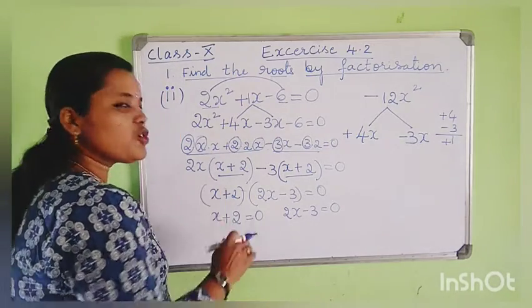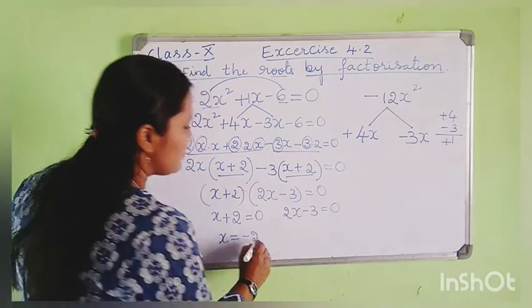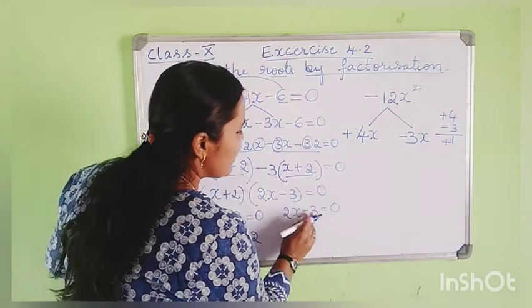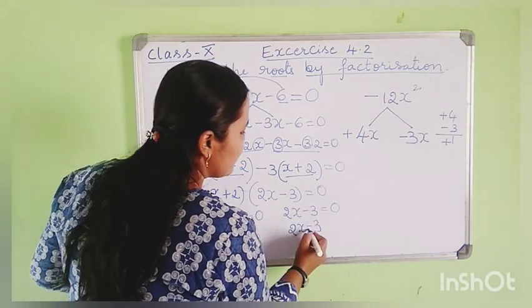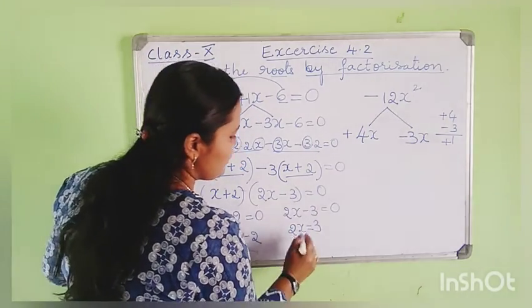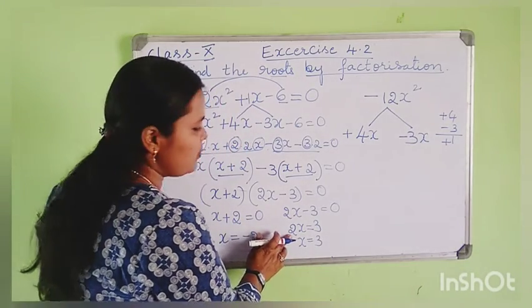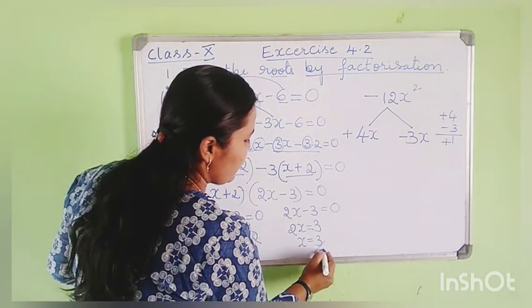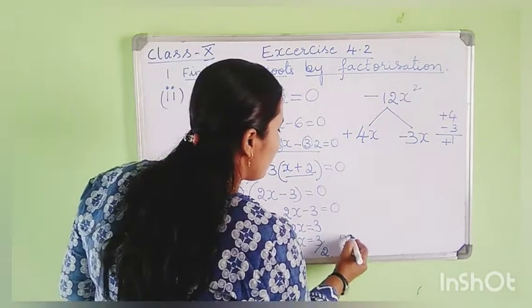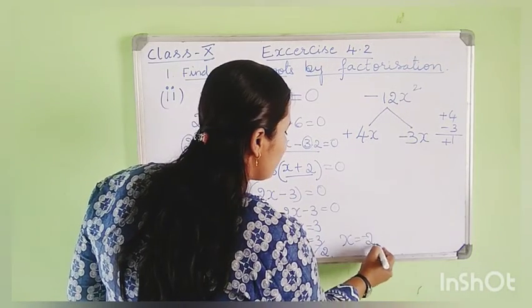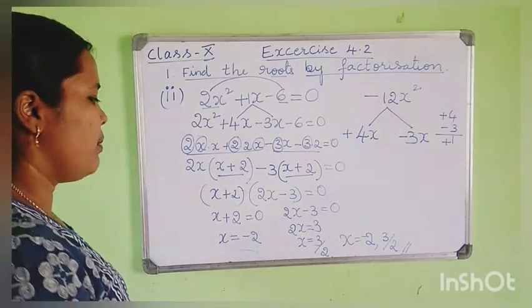Now take this plus 2 to right side, what will happen? x becomes minus 2, right? And also we have, take first 3 to right side, this minus 3 becomes plus 3. When we take this 2, it is in product form. When we take to right side, it comes to denominator. So now, what are the roots of the given quadratic equation? Minus 2 or 3 by 2.